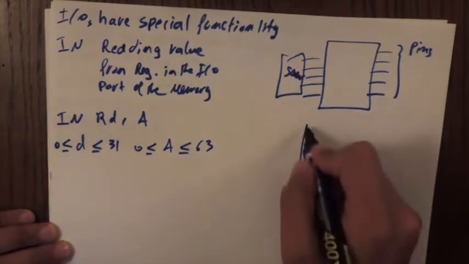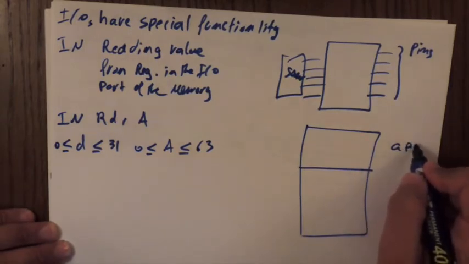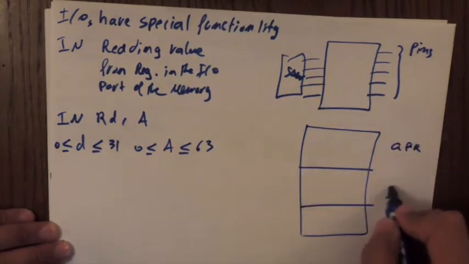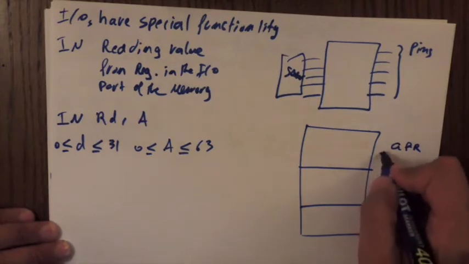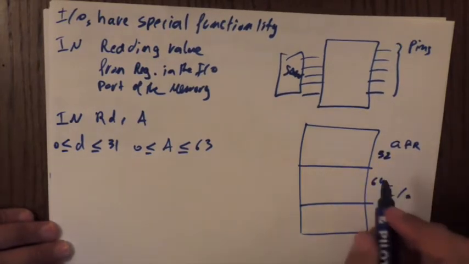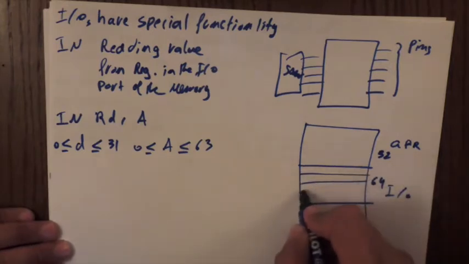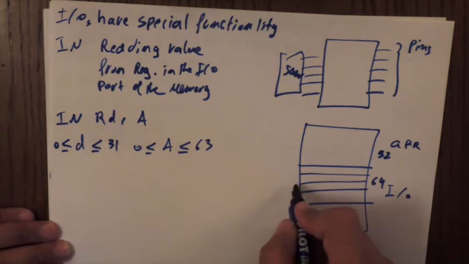So if I look, before I said this is my GPR, this is my I/O. So here I have 32 registers and here I have 64 I/Os. So I can choose any I/O I want through the address here.